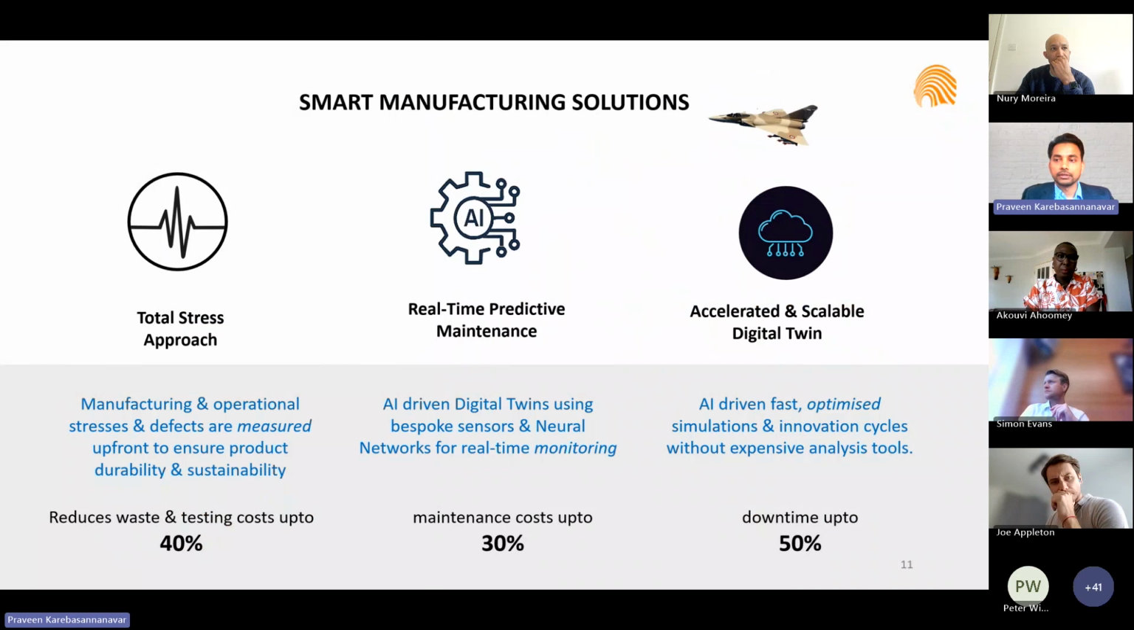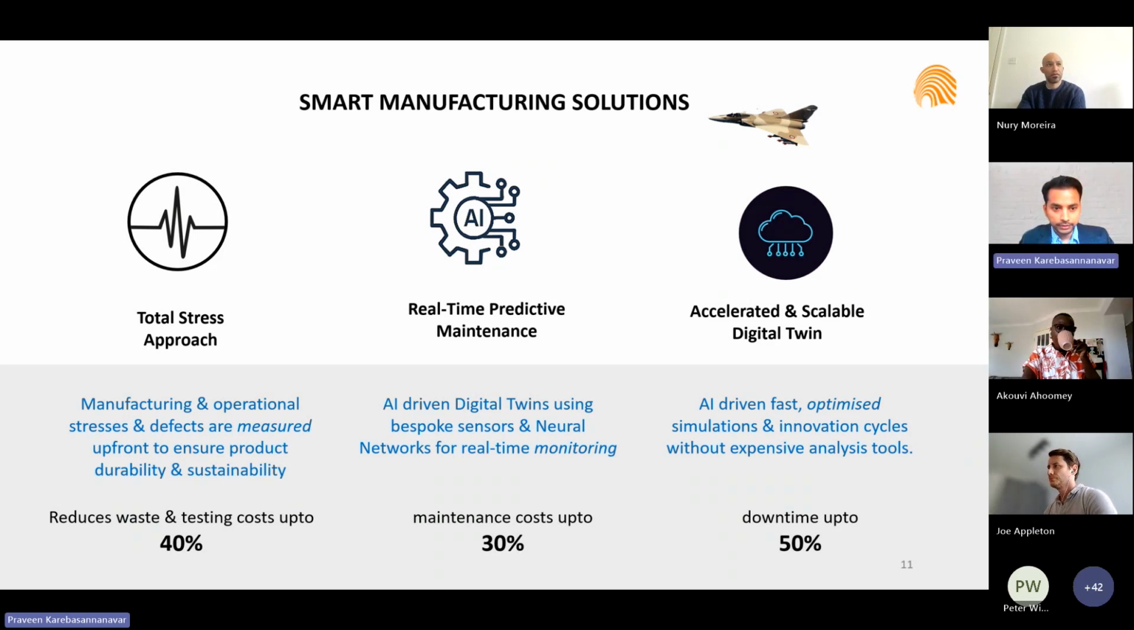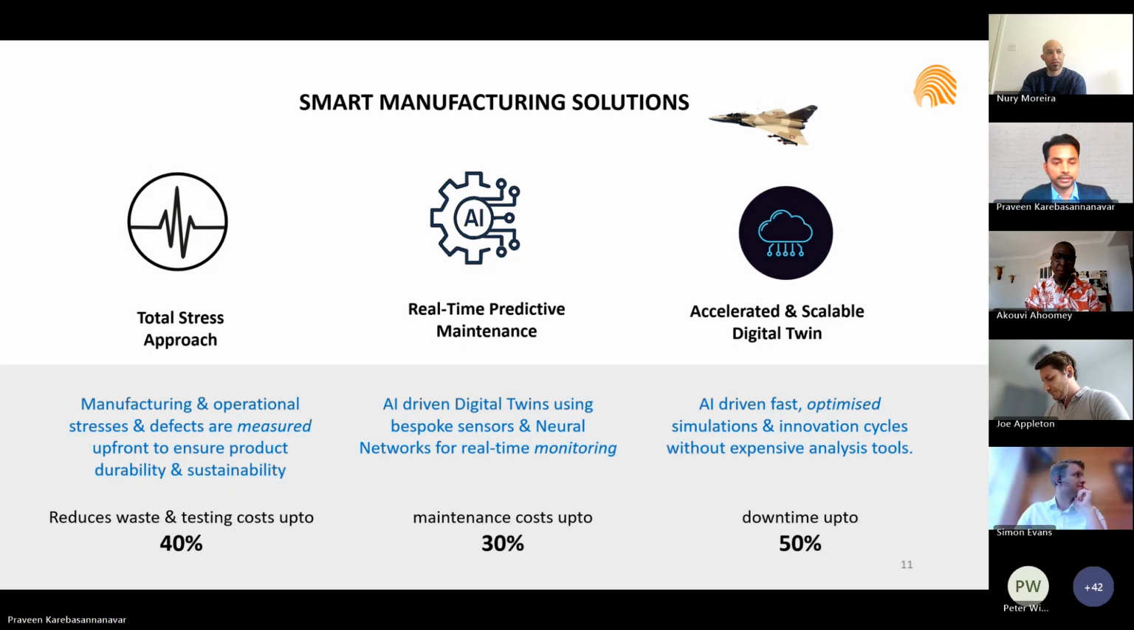So the smart manufacturing solution that Sumandra is addressing is the total stress approach, which covers manufacturing and then operational stresses and defects. We are going to measure those manufacturing stresses and operational stresses as well, along with the defects upfront, to understand how they impact the strength. And finally, we monitor the structure through sensors, and thereafter we provide the digital twin to the end user through the cloud. You can see how it is impacting: around 30 to 40% of maintenance cost can be reduced, and up to 50% of downtime is saved.